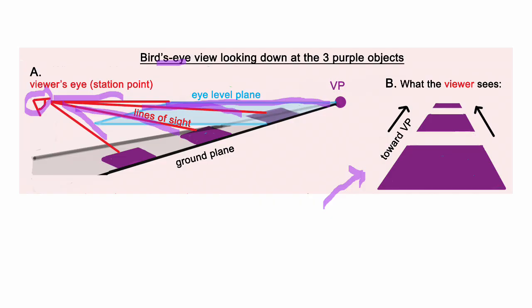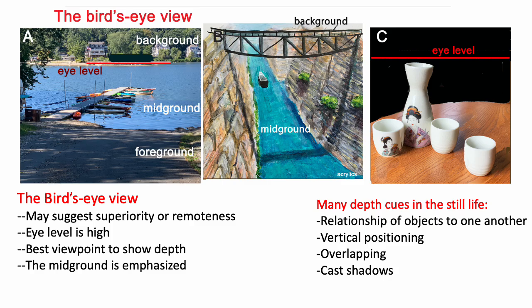The purple objects recede toward the vanishing point, and their bases appear higher on the page with distance. A bird's eye view may suggest superiority or remoteness, as if literally or figuratively looking down at a scene. Eye level must be high because everything is below it. This is the best viewpoint for showing depth, since we can see how everything is laid out. The midground is usually emphasized.